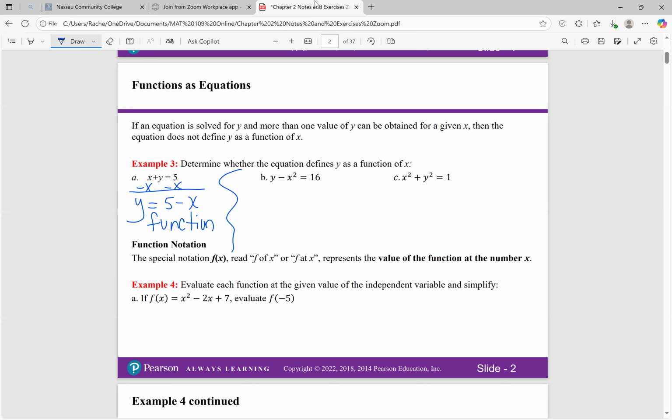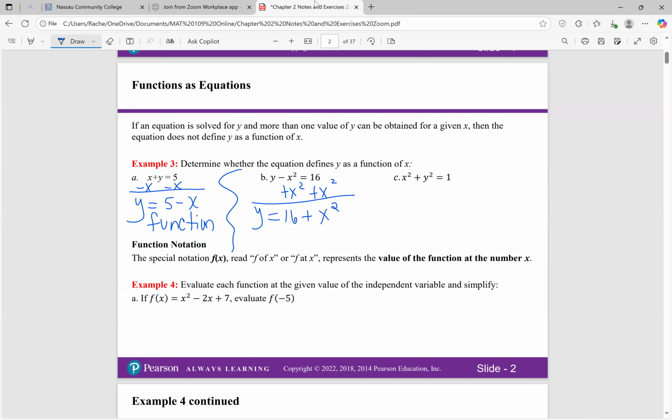So now let's look at B. Let's do the same thing. Let's solve for y. If I add x squared to both sides, I'm going to get y is equal to 16 plus x squared, right? So think about it again. If I input a value of x into this equation, am I only going to get one value of y? For example, if x was 0, I would have 16 plus 0 squared, which is 16, just one value of y. If x was 10, 10 squared is 100. 16 plus 100 is 116.